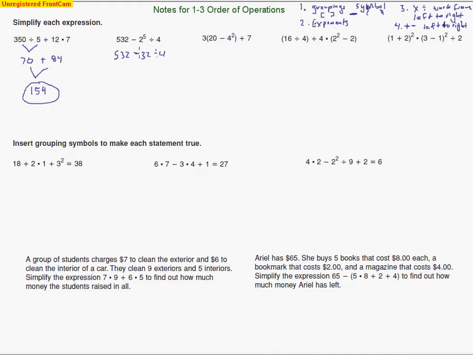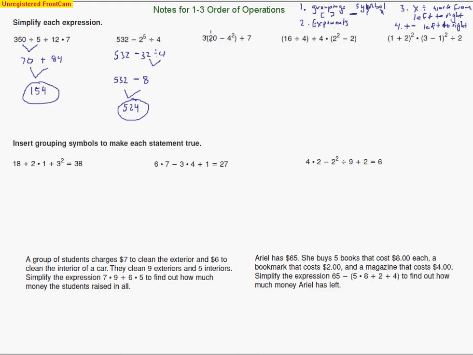You see, what we really need to do next is divide, because that's what order of operations says. You always divide and then do addition, subtraction last. So now we have 532 minus 8. And then we do the subtraction of these two numbers, and we end up with 524, which is a different answer than what we would have gotten if we had done the order of operations incorrectly.